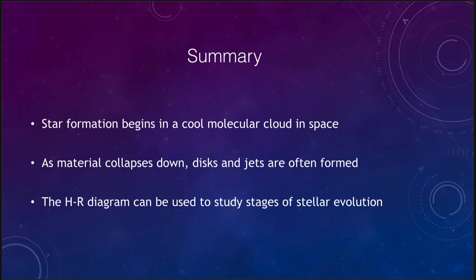So let's finish up here as we do with our summary. And what we've looked at is star formation begins in a very cool molecular cloud in space, and the Orion region was a part of one of these that we looked at. As the material collapses down, you form a protostar and you get to see a disk and a jet that will often form. And we can use the HR diagram to study the early stages of stellar evolution and also later stages as well. So that concludes our discussion of star formation.